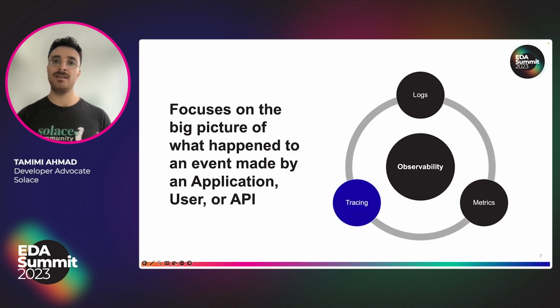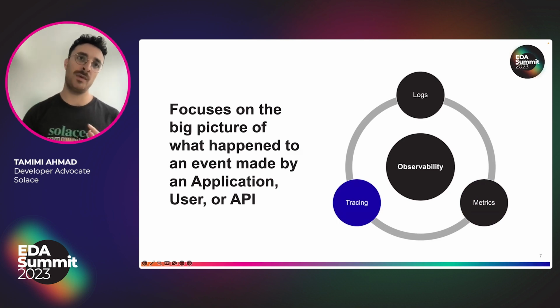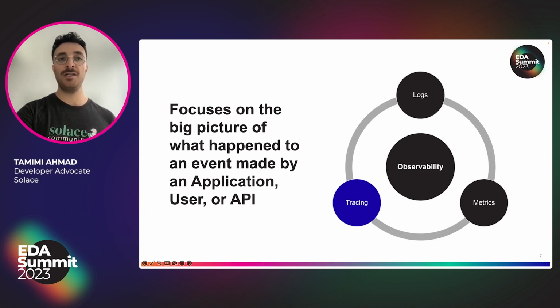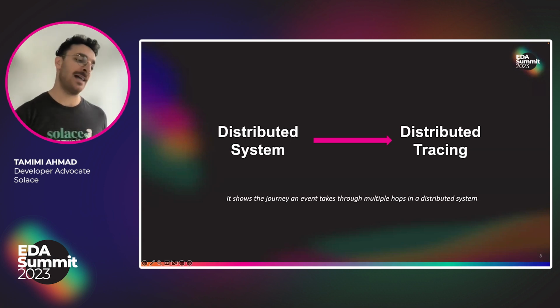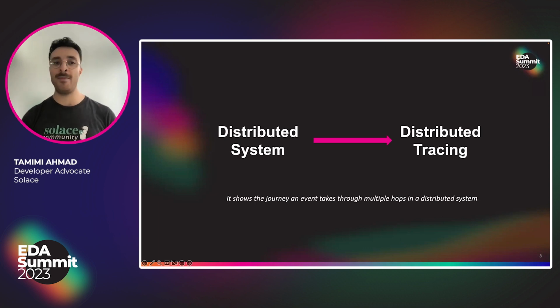This is where, with the tracing component, we start focusing on distributed tracing. Because when we have a distributed system, this is where distributed tracing comes into place. It shows the journey an event takes through multiple hops in the distributed system. So think of distributed tracing as a way to tell a story about the journey of an event that goes through different portions of the system.